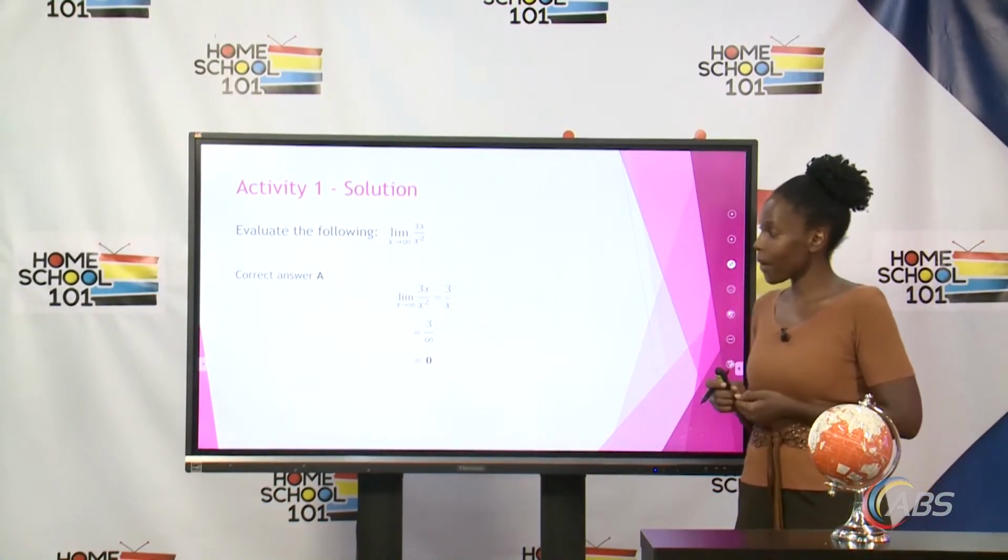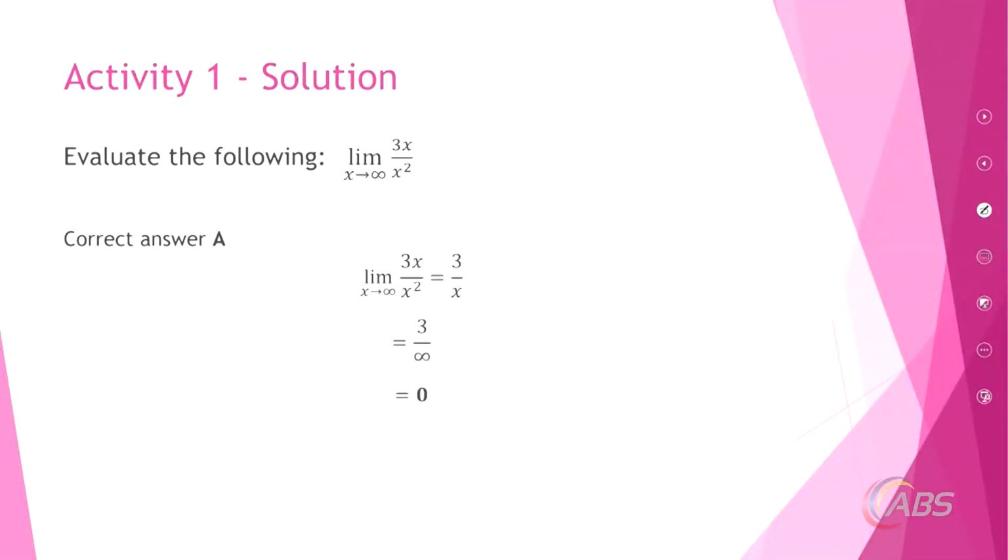So for this question, the correct answer was A. Given the limit of 3x divided by x squared, in this case, we know that the degree of the polynomial in the denominator is greater than that in the numerator, hence the function would approach a value of 0. So to go through, we would simplify using exponents. We then do our direct substitution, so it becomes 3 divided by infinity, which gives me a value of 0.